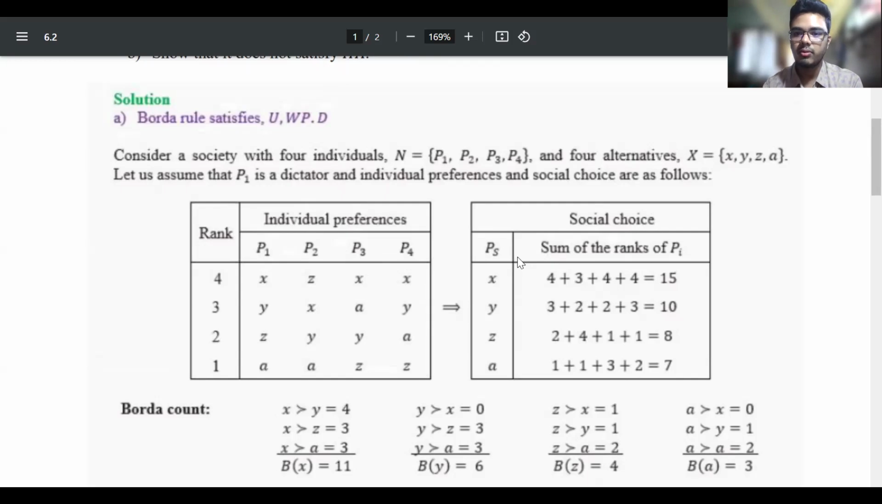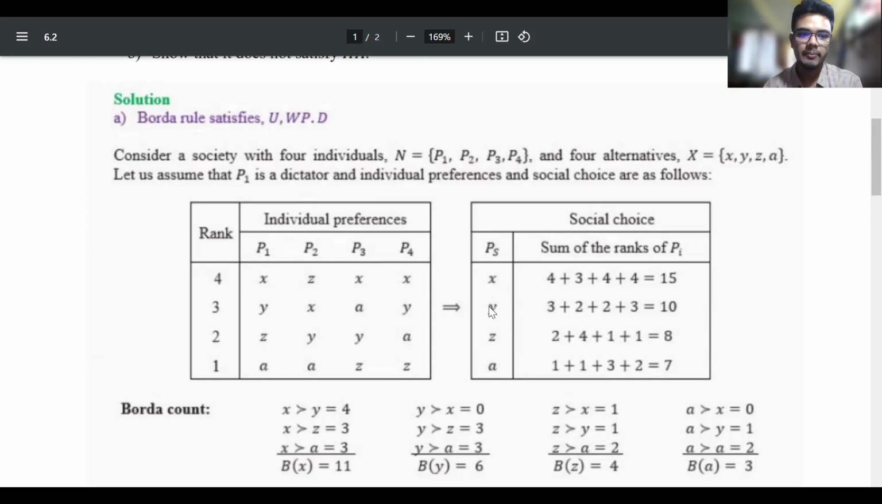So let's calculate the social choice. For X, 4 plus 3 plus 4 plus 4. How do we calculate this? For X, we can see that X is ranked 4 here, here X is ranked 3, here 4, and here 4. So by adding these values, we get 15.